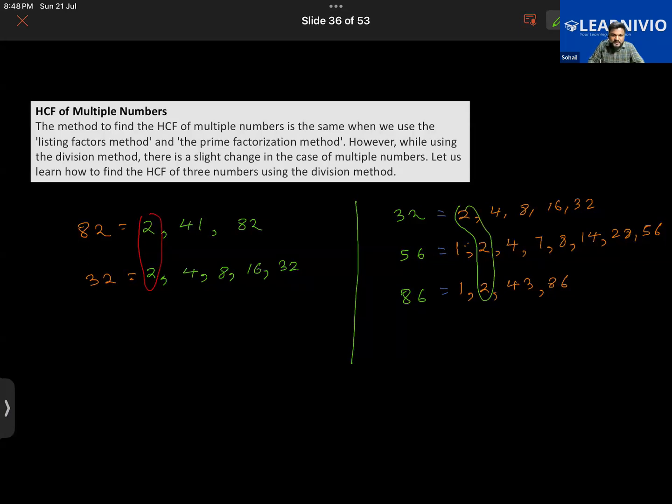Is there any other factor? Yes. No, no. 4 also. 4, no. 4 is only for 30 and 56. So what do we observe here? That this number 2 will become its HCF.